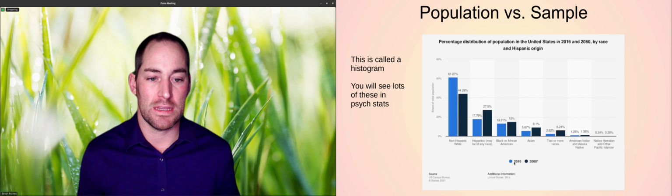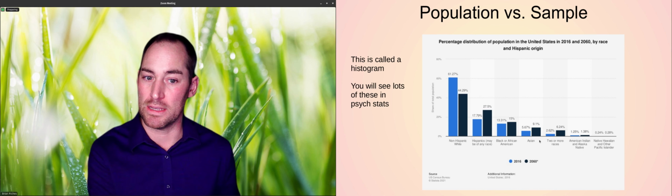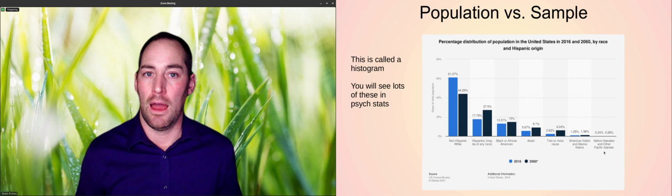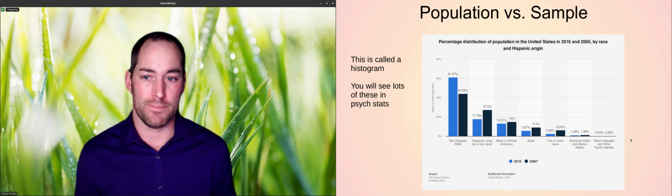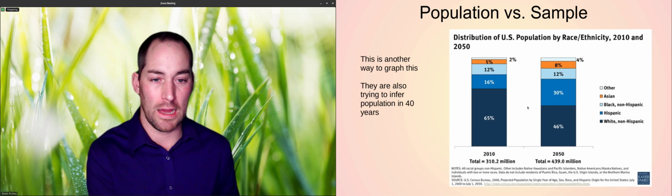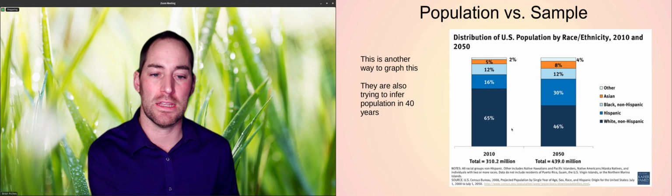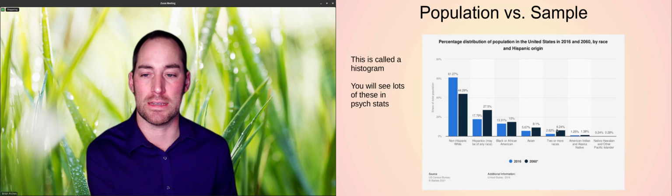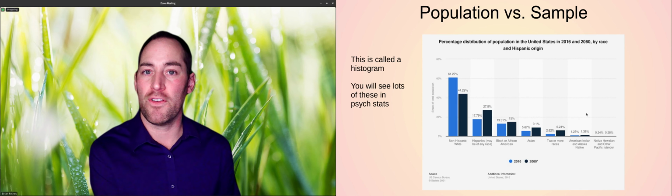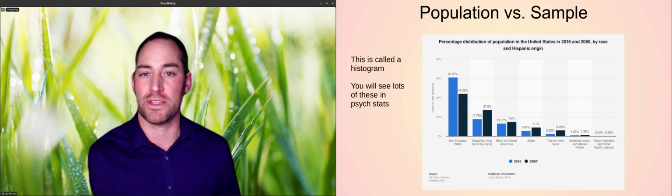So here we can see 2016 data for ethnicities. And then here they're also trying to project out to 2060 what the ethnicity breakdown will be. All right, so again, the lighter blue here lines up with this graph and lines up with this graph. Obviously, this one's 2019, this one's 2010, this one's 2016. But it's three different ways to display the same data about an entire population. So pie chart, bar chart, histogram.